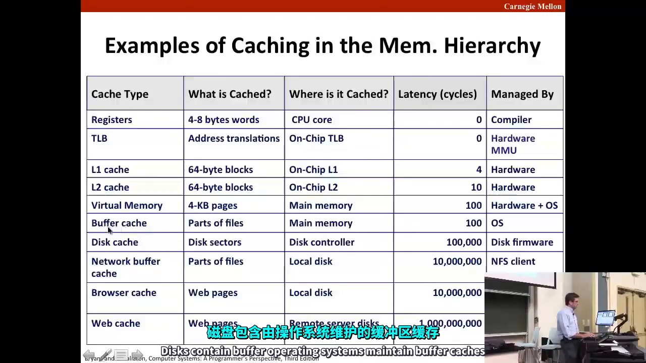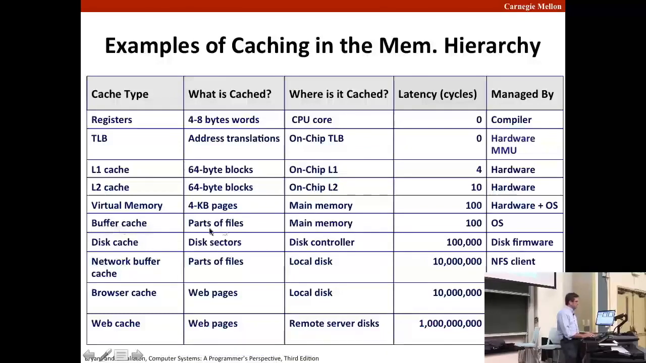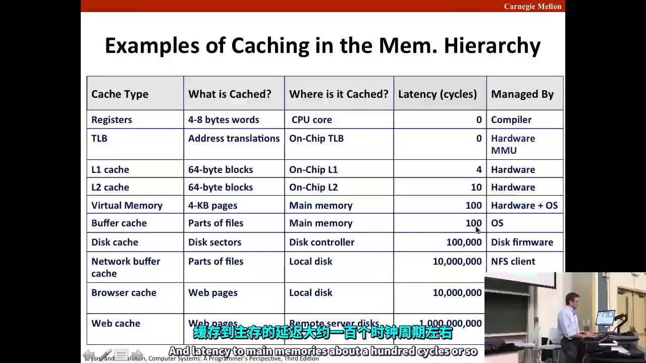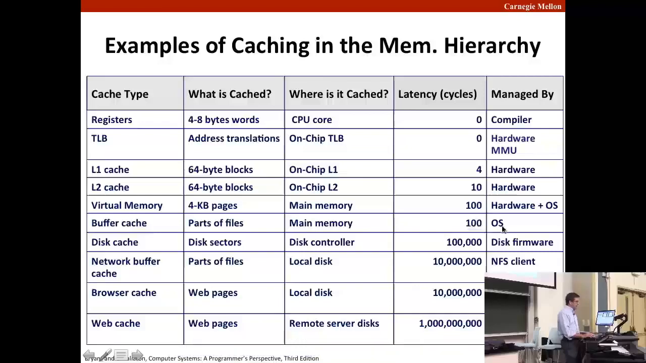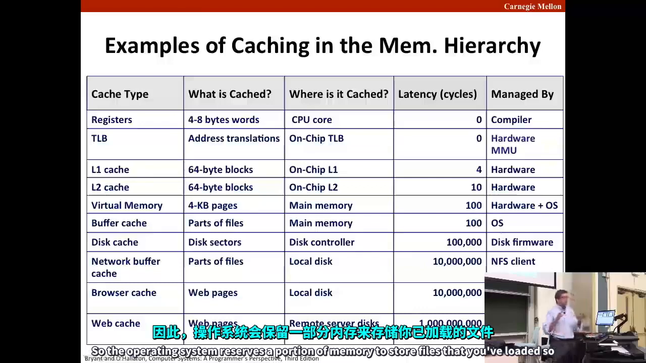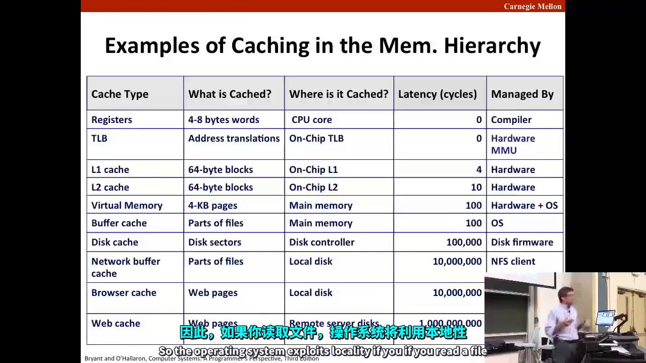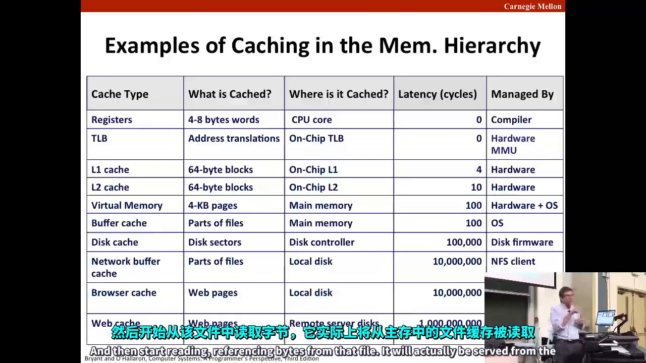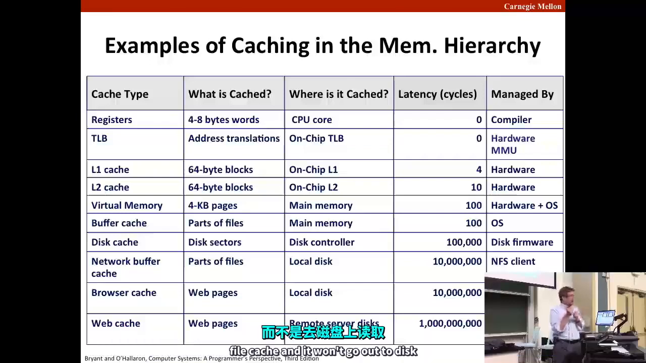Operating systems maintain buffer caches for disks. In this case, what's cached is portions of files, and they're cached in main memory. Latency to main memory is about 100 cycles or so, and these are managed by the operating system. The operating system reserves a portion of memory to store files that you've loaded, so it exploits locality. If you read a file and then start referencing bytes from that file, it'll actually be served from the file cache and it won't go out to disk.